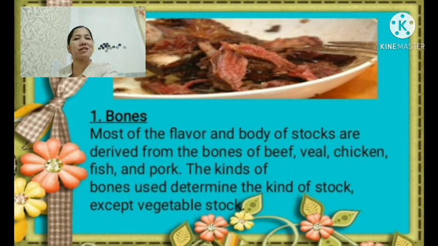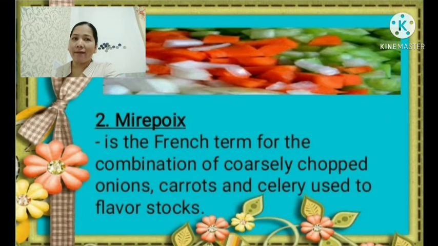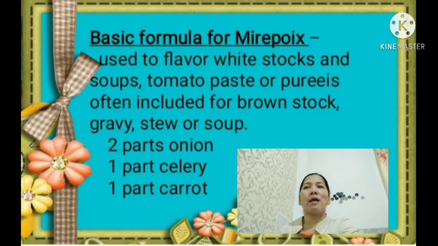The second ingredients is what we call mirepoix. Okay, if you're going to examine the picture, you will see bits of carrot, white onion, and celery. So, mirepoix is the French term for the combination of coarsely chopped onion, carrots, and celery used to flavor stock. So, ginagamit siyang flavorings ng stock. And also to enhance the appeal. Para maganda siyang tingnan.